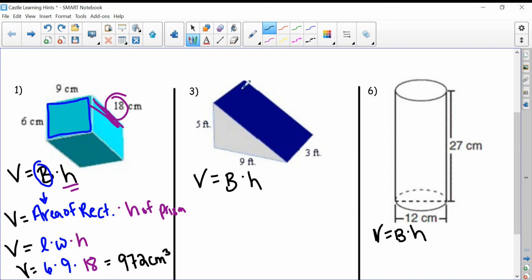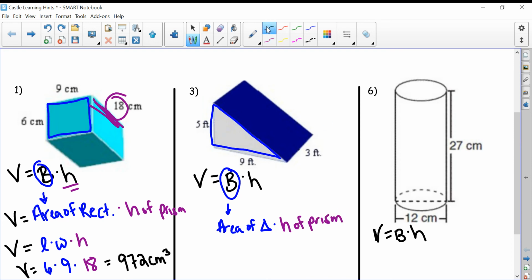Okay. I'm going to similarly do this with my next figure. So my capital B is the area of the base. So if I'm looking here, my base is a triangle. So I need the area of the triangle times the height of the prism. That is my volume.